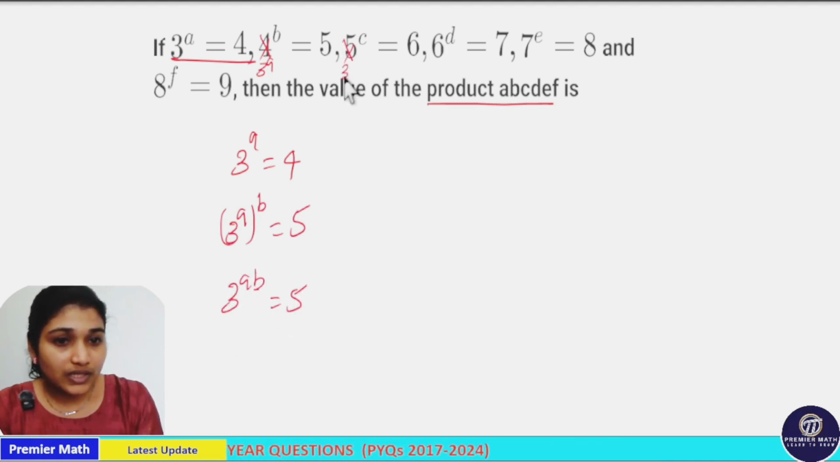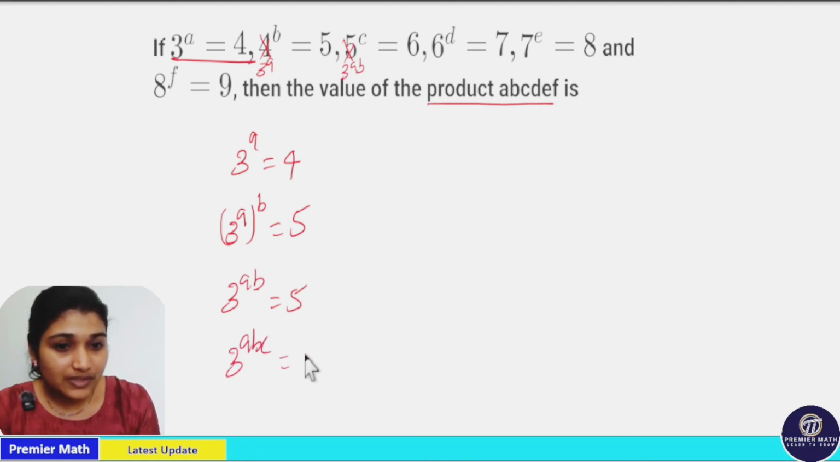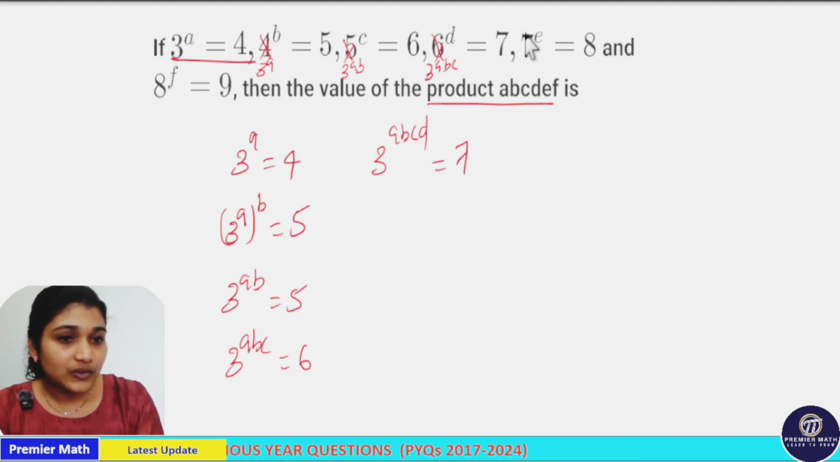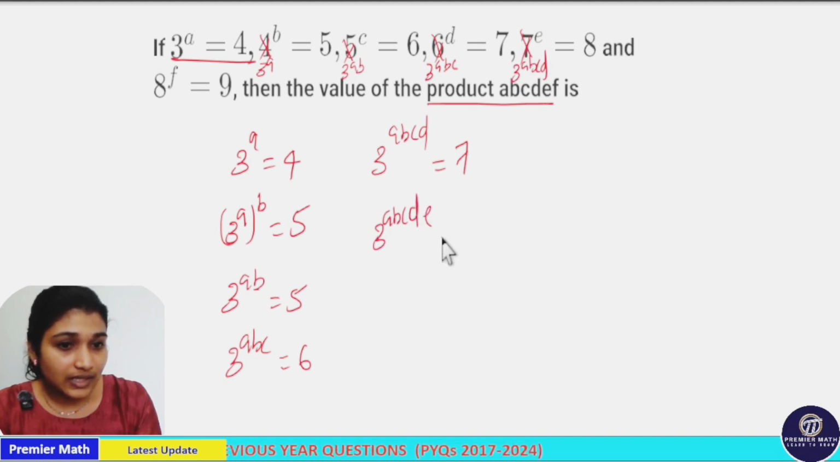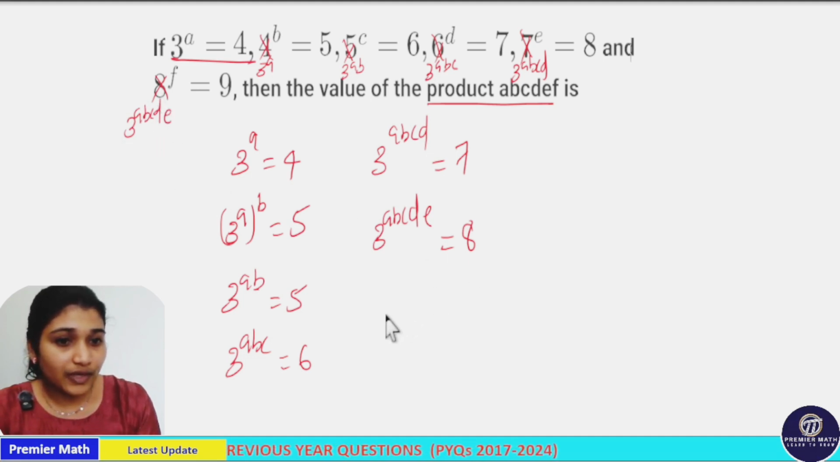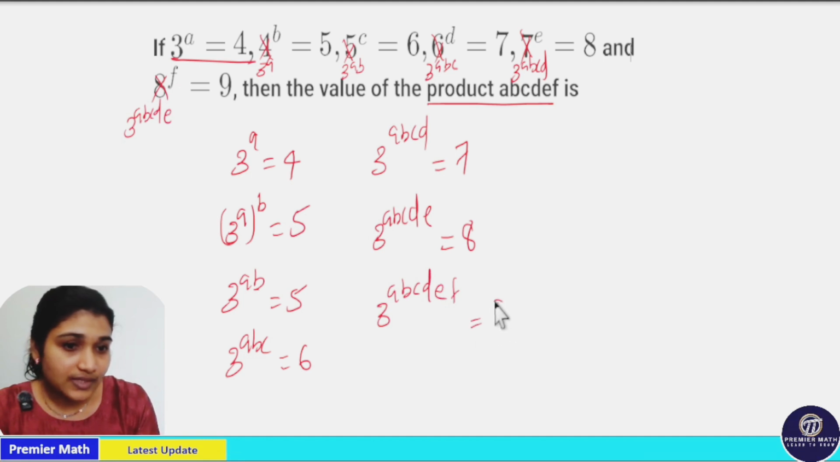Now substitute 3 raised to AB in place of 5. Then it will become 3 raised to ABC is equal to 6. Again substitute 3 raised to ABC in place of 6. So it will become 3 raised to ABCD is equal to 7. Substitute 3 raised to ABCD in place of 7. Then it will become 3 raised to ABCDE is 8. Again substitute 3 raised to ABCDE in place of 8. So that will become 3 raised to ABCDEF as 9.